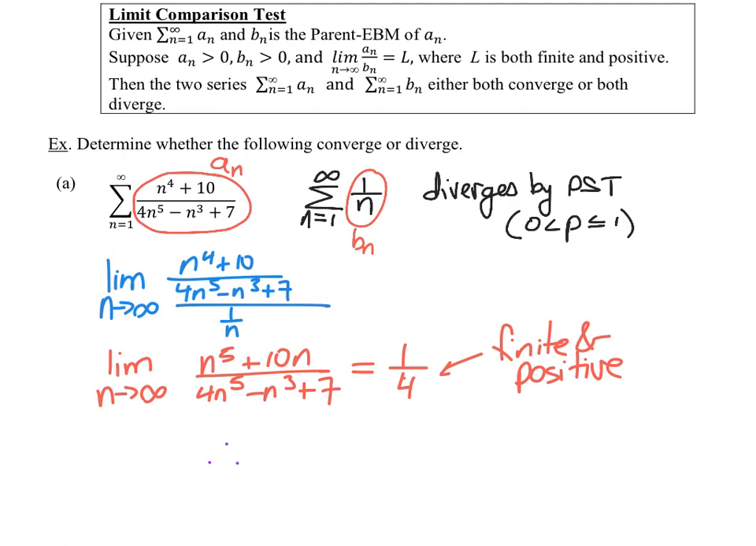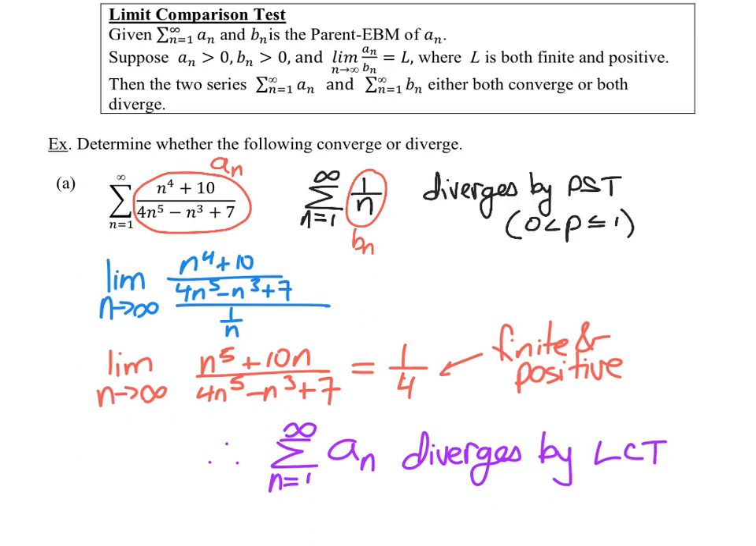So therefore, a series, and I really don't want to write all that again, a sub n diverges by the limit comparison test. All right, and I don't have to make any additional statements there because I already said finite and positive.